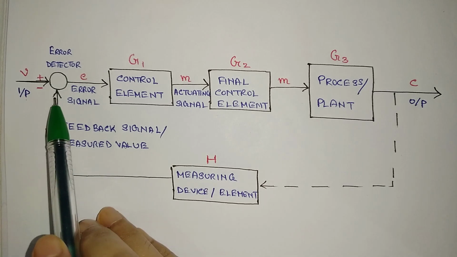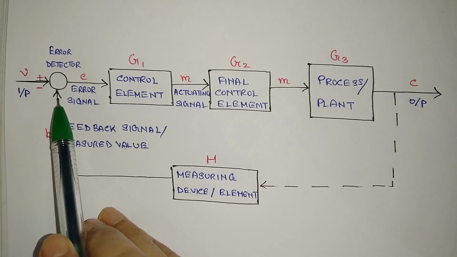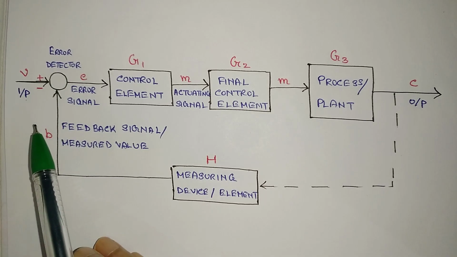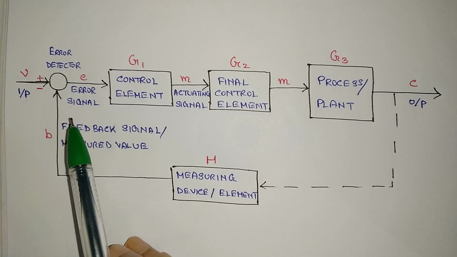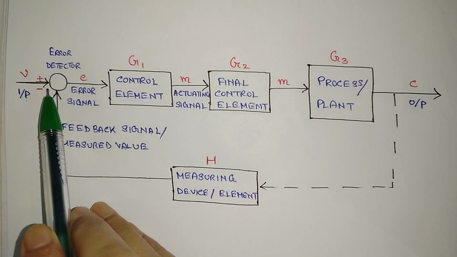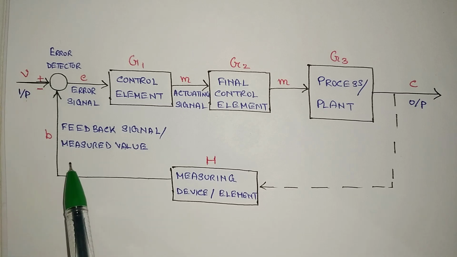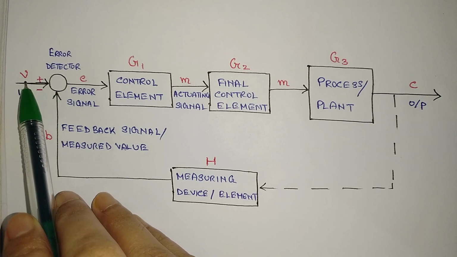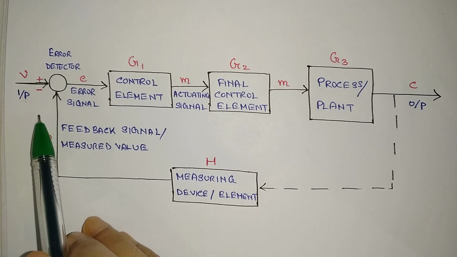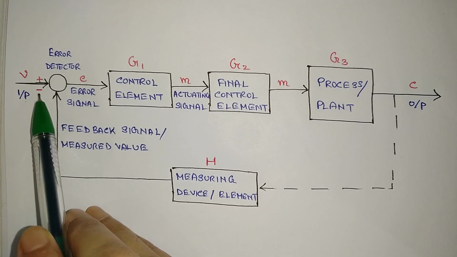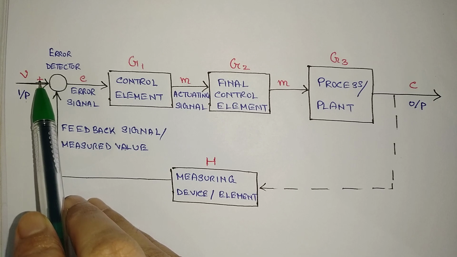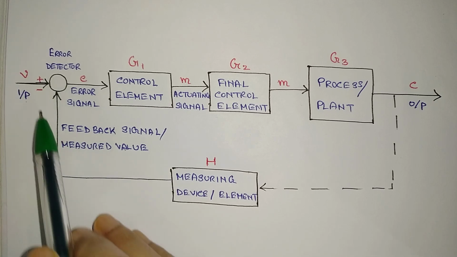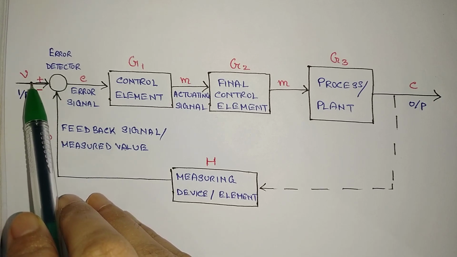Now when the measured value comes, it will measure the deviation. That is, deviation is set point minus measured value. Set point is represented as V, measured value as P. Therefore deviation will be V minus P. Therefore at the bottom we have given negative, at the top we have given positive, as the measured value is subtracted from the set point.